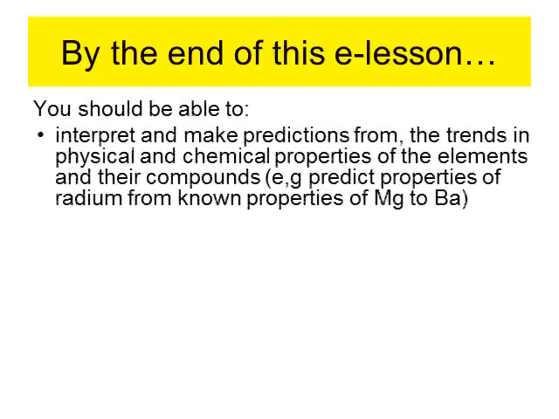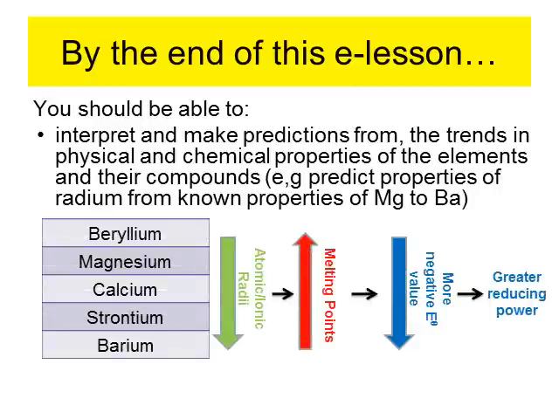You should be able to interpret and make predictions from the trends in physical and chemical properties of the elements and their compounds. That is, to be able to predict the properties of radium from the known properties of magnesium to barium. Just to summarize what this means, as I mentioned earlier, we are not going to talk about radium because it is not exactly within our scope of interest. However, being smart students as you all are, you should be able to predict the properties of radium based on what we show you later regarding magnesium to barium. Similarly to all the other earlier parts that we have mentioned, the group 2 metals will follow certain trends, and we'll talk more about them as we go along naturally.